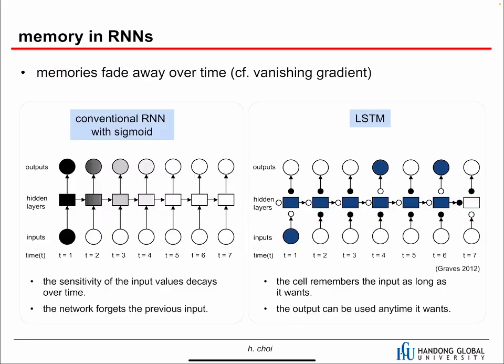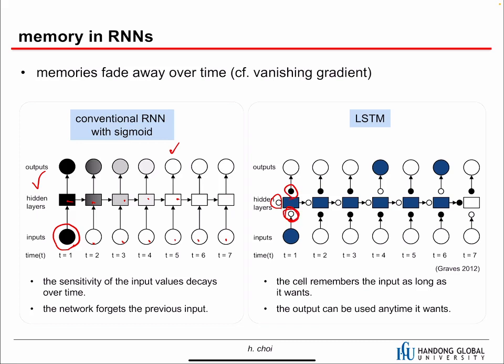The conventional RNN has a memory effect, but the memories fade away over time. When we have input 1, and after this 1 we have 0, 0, 0, 0, 0, 0, then even though this hidden state has some memory effect, the memory will fade away over time. So we can lose some information even when we need it later. So LSTM was proposed. In LSTM we have 3 gates, and these gates control the information flow.